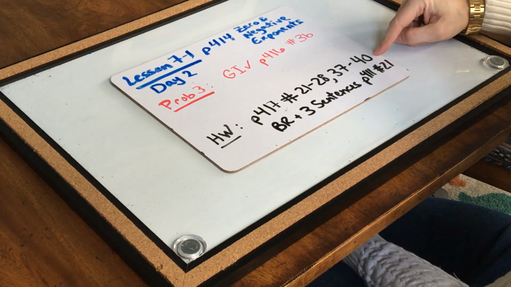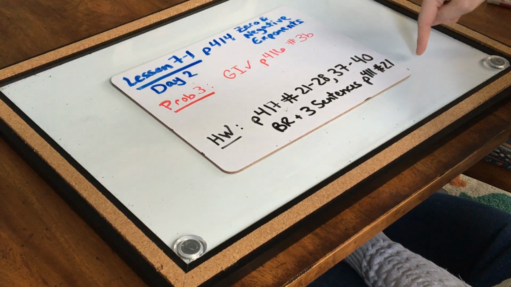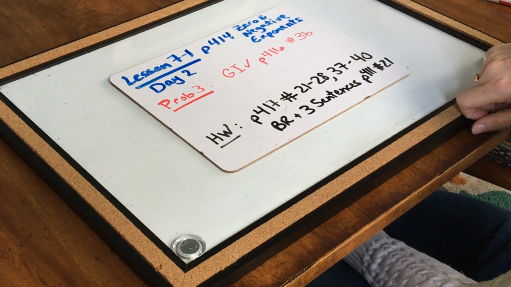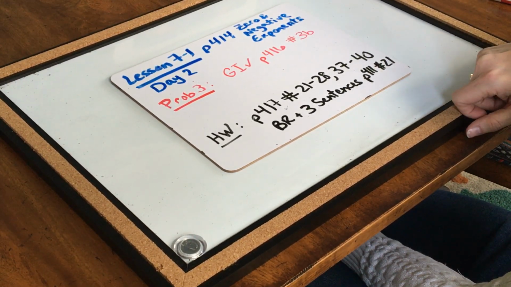Homework for tonight starts on page 417. It's numbers 21 to 28 and 37 to 40. Also, please do your bell ringer plus 3 sentences. Bell ringer today is page 411, number 21.